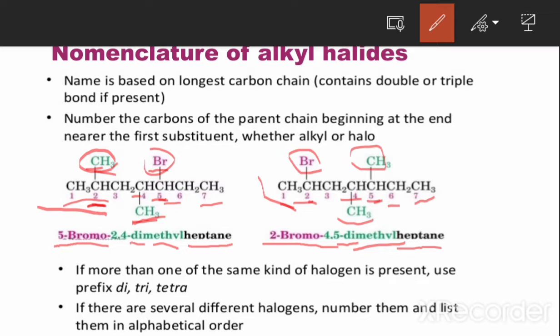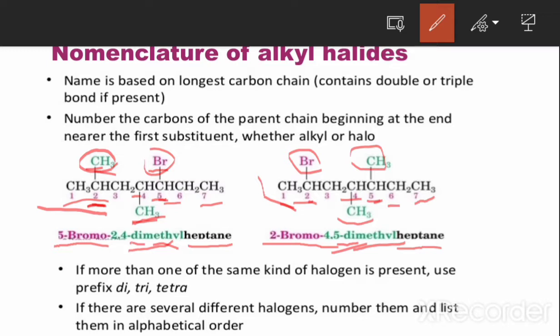We can see this example, the dimethyl and dimethyl. So if the chain contains three or four of the same groups, whether it is a halo group or alkyl group, we will name them by the carbon position numbers. And di if there are two same groups, tri if there are three same groups, and tetra if there are four same groups attached on the chain. The last rule is, if there are several different halogens, number them and list them in alphabetical order.